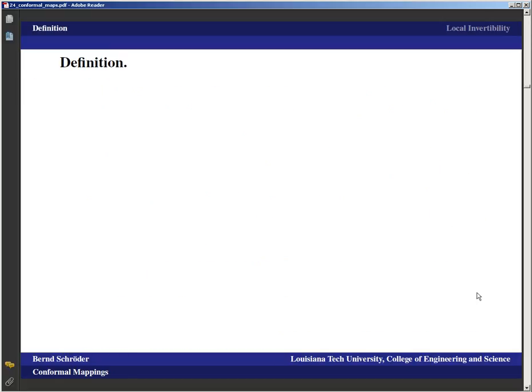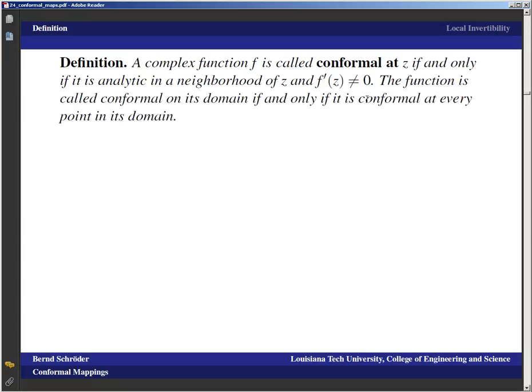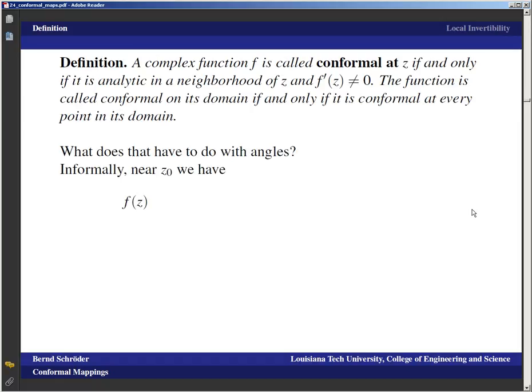So first of all, of course, we have to define these things. A complex function f is called conformal at z if and only if it is analytic in a neighborhood of z and the derivative at z is not equal to 0. The function is called conformal on its domain if and only if it's conformal at every point in its domain. And of course, you immediately ask yourself, what does that have to do with angles?